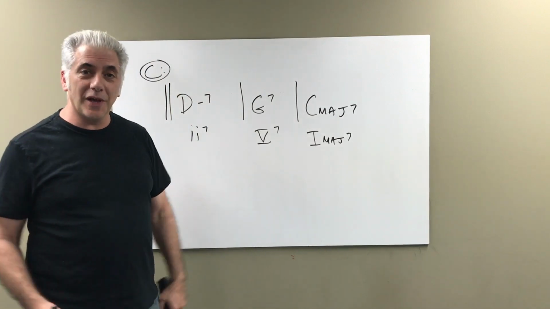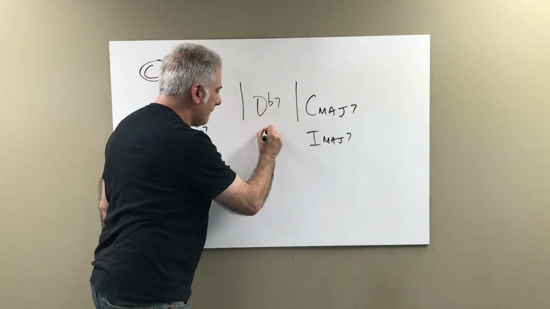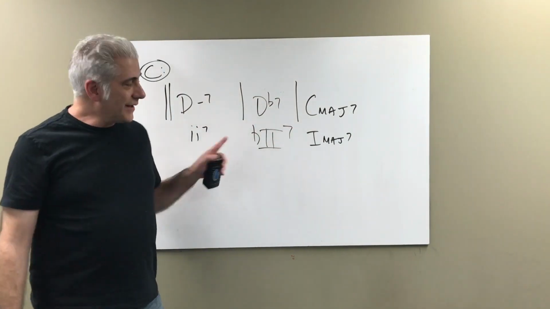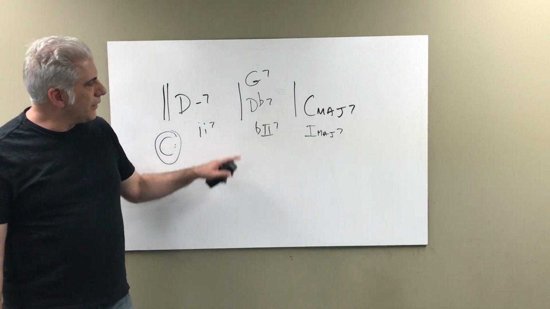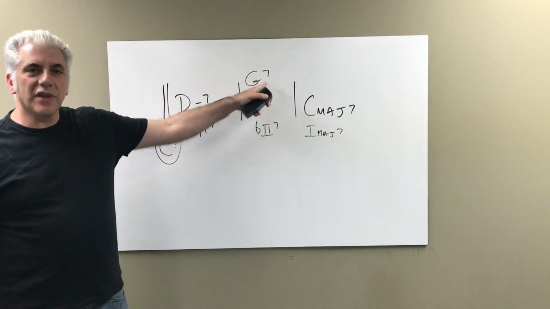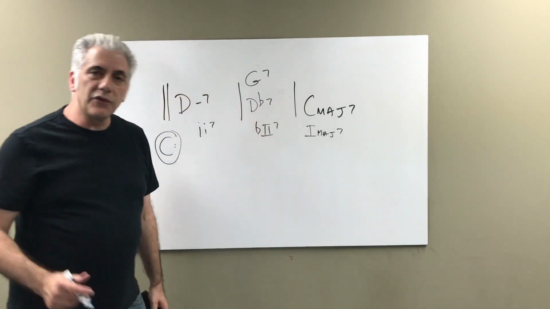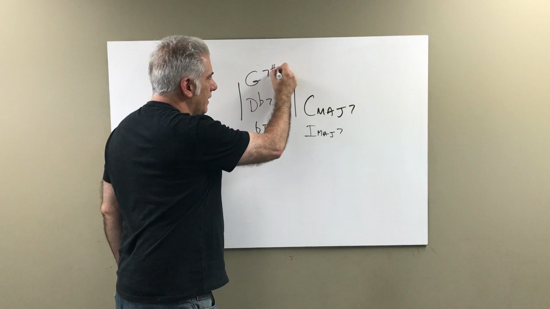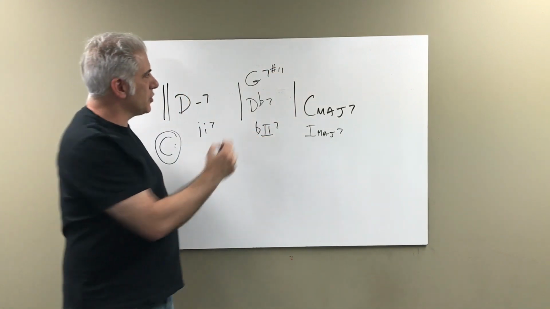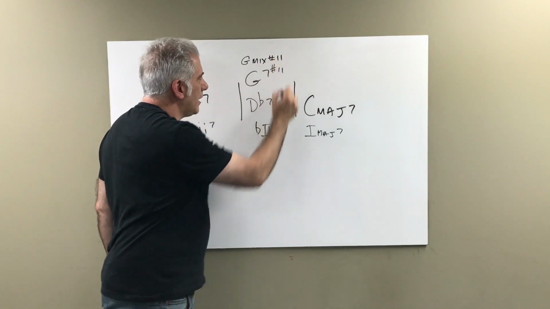So what's a tritone sub? It's a flat 2. That's a tritone sub. Okay, here's the tricky part. This G7, if it's unaltered, and you're using a tritone sub, the scale that goes over this G7 sharp 11, this is G mix sharp 11.